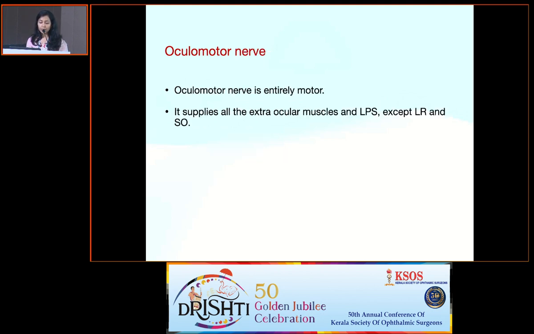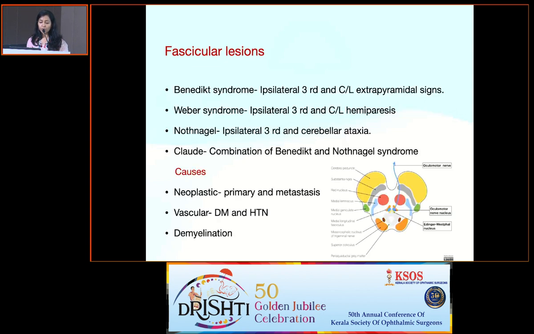Oculomotor nerve is entirely motor and it supplies all the extraocular muscles and the levator except the lateral rectus and superior oblique. So fascicular lesions, it depends upon the site of involvement and another structure which is affected. So I'll rush through this. There are different syndromes depending upon the other structure involved. If the red nucleus is involved, it's called Benedikt syndrome with associated contralateral extrapyramidal signs. In Weber, the cerebral peduncle would be involved, causing contralateral hemiparesis. Nothnagel, superior cerebellar peduncle, and Claude is a combination of Benedikt and Nothnagel syndrome.